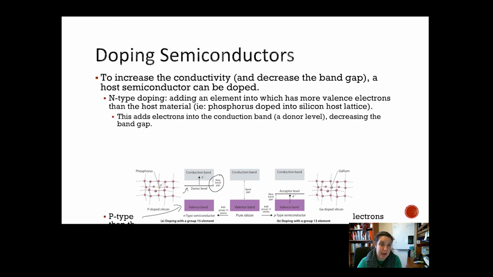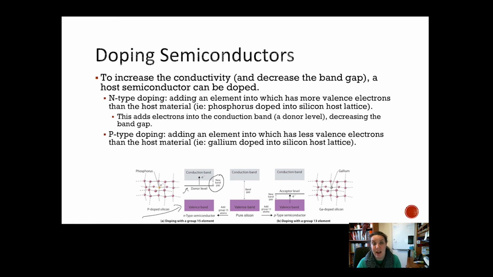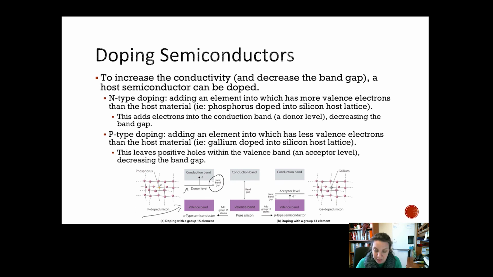We can also have a P-type, or positive type, where we've added an element that has fewer valence electrons, gallium for instance. Gallium has 3, silicon has 4. So here we have an acceptor level, right here. This is a level with no electron density within it, so we can add electrons there and have a new band gap that is smaller. So we've produced positive holes within the valence band to have an acceptor level, which decreases our band gap.